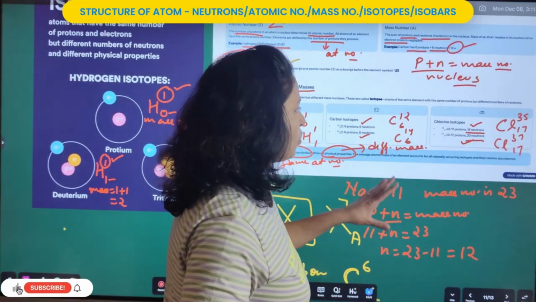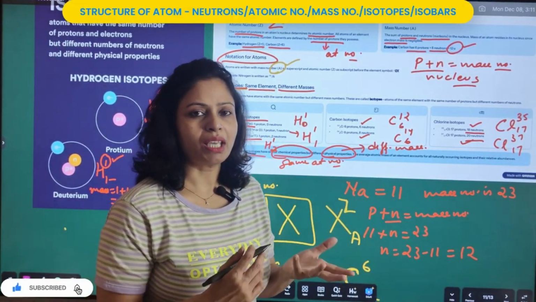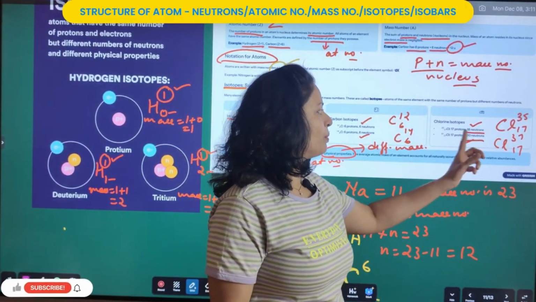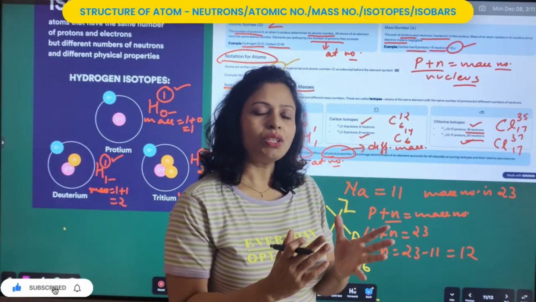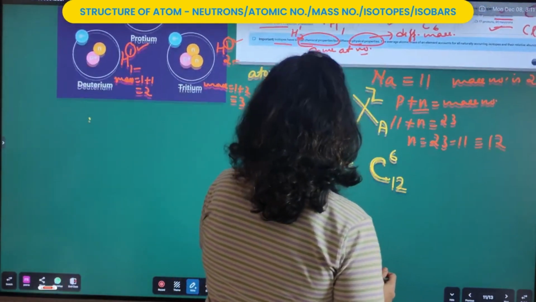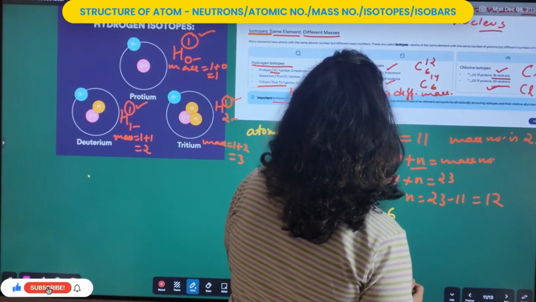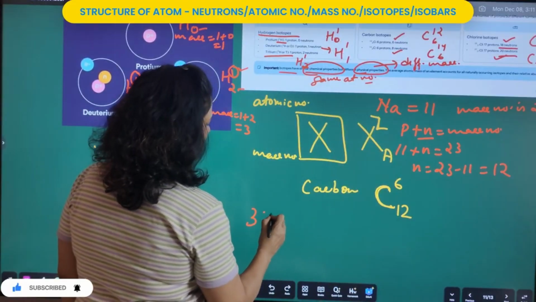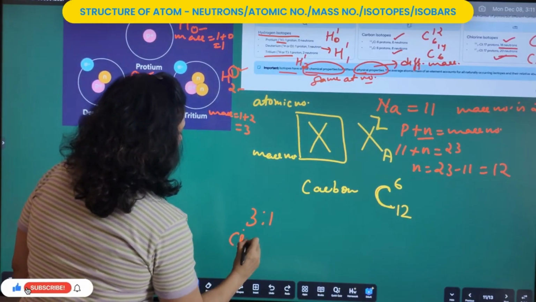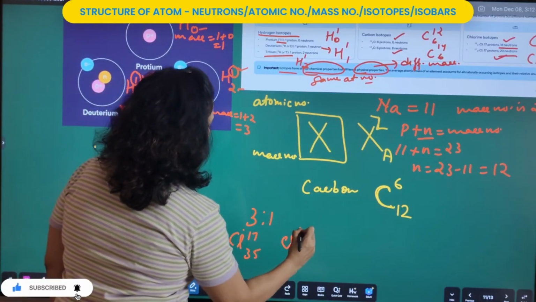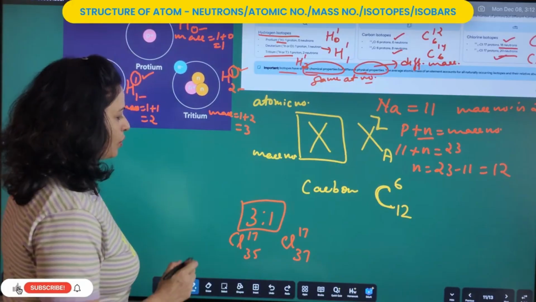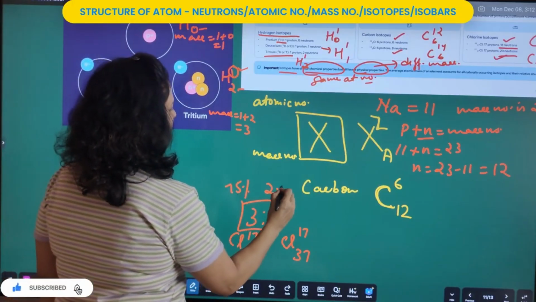Okay, so when you have isotopes, their atomic mass cannot be a single number, right? Now atomic mass we can't consider as 35 or as 37, because in nature they are present in different percentages. So if you see chlorine, chlorine 35 and chlorine 37 are present in the ratio 3:1, that is 75% and this is 25%.